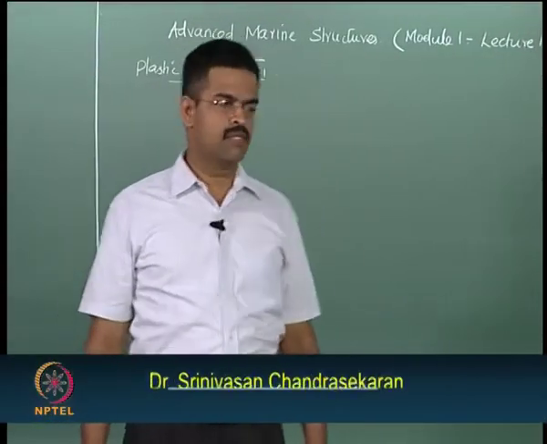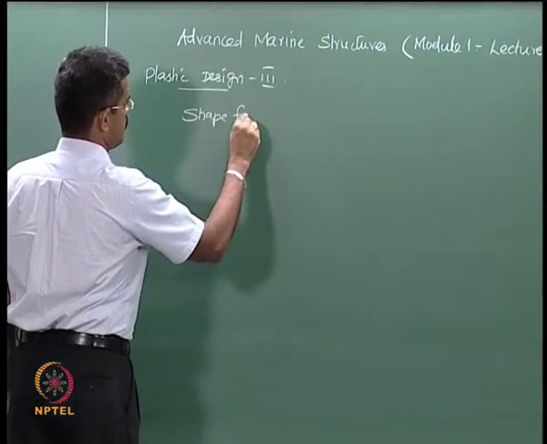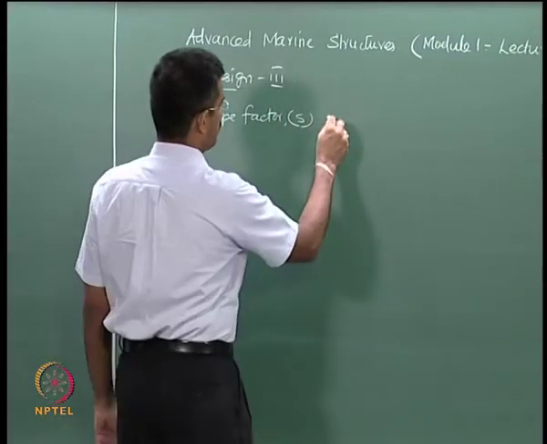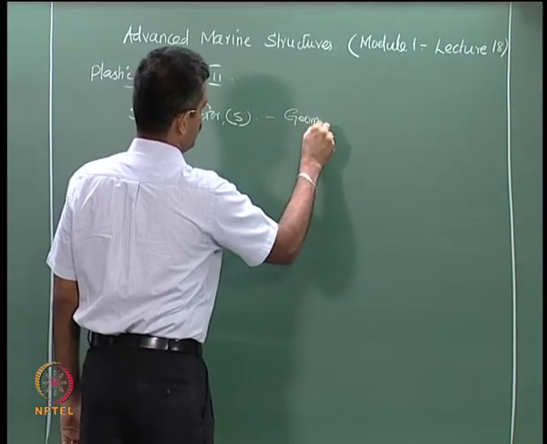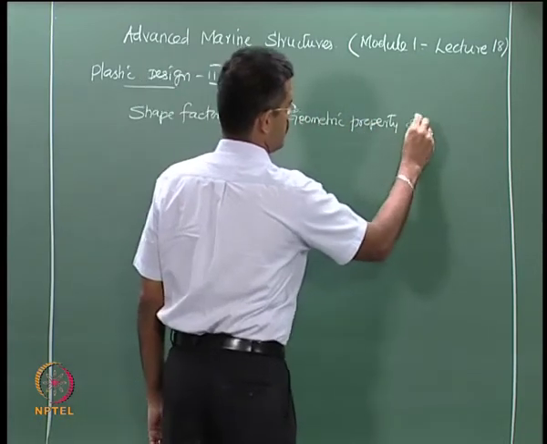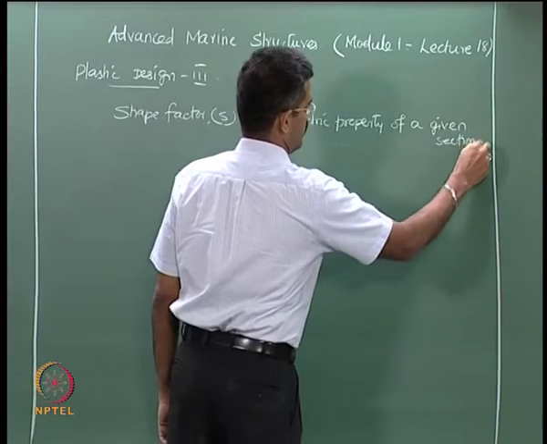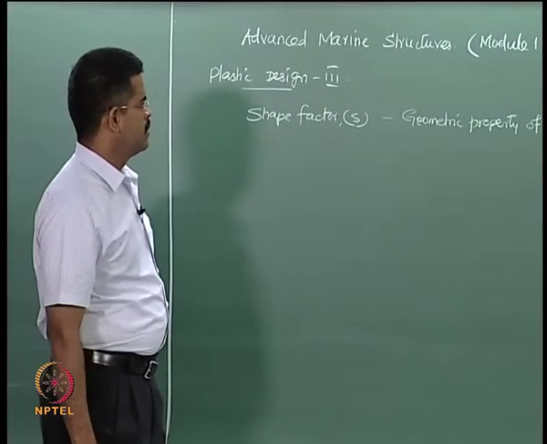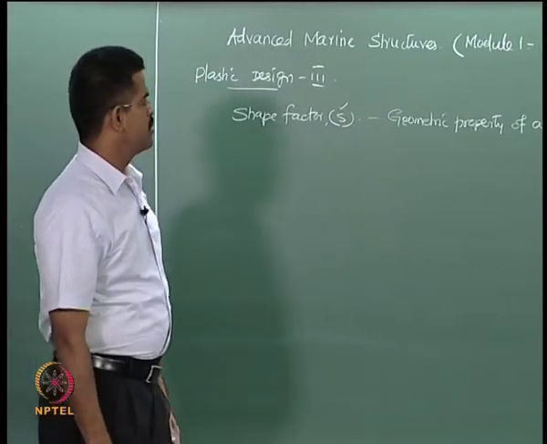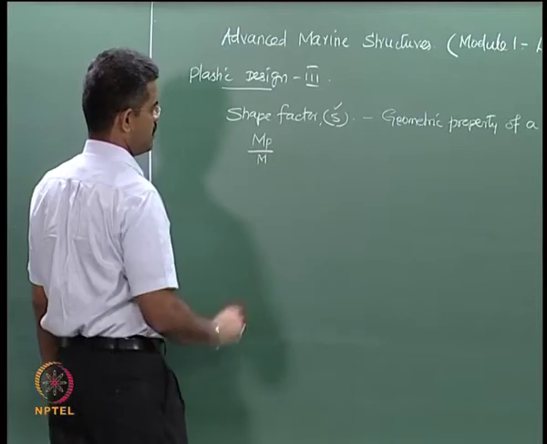In the last lecture, we discussed the importance of what we call the shape factor, which is actually a geometric property of any given section. For any given section, the shape factor is available in the standard tables. So, if you know the shape factor, you can easily find what would be the additional load carrying capacity of any system.